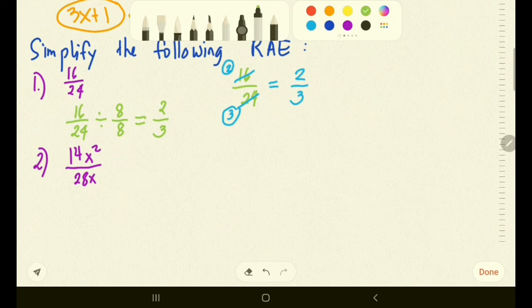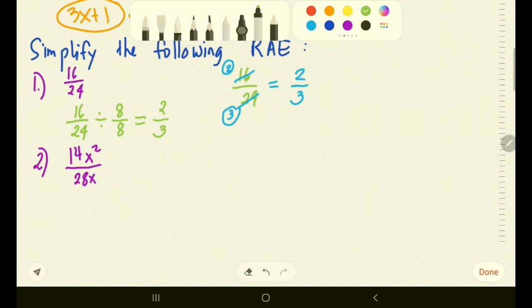So since they're both monomial, the numerator and denominator, that's very easy to look for their GCF. Or since you're dealing here with algebraic expressions, we're not going to call it GCF. We will call that GCMF, greatest common monomial factor.